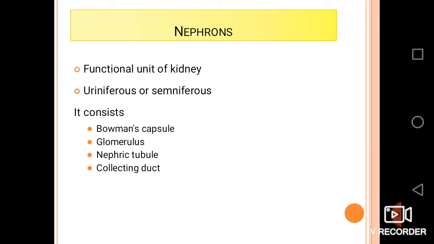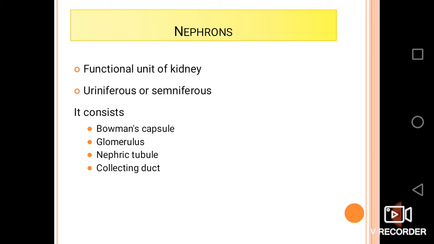Okay. So the nephron is a functional unit of the kidney because all the function is carried out by the nephron. That's why it is called the functional unit of the kidney. The nephron is also called the uriniferous tubule or seminiferous tubule. Sometimes they will ask the question, define seminiferous tubule, what is the function of the seminiferous tubules or uriniferous tubules, that is why I am giving that.